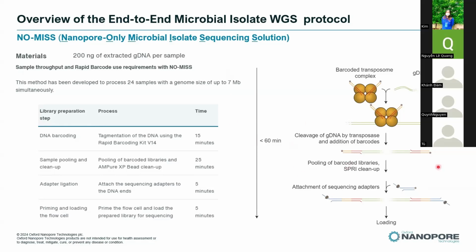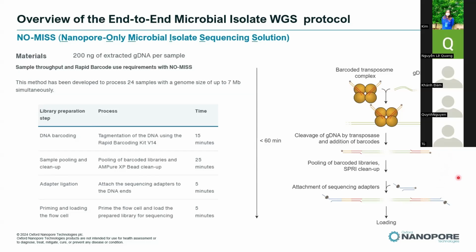On the right-hand side of the slide, you can see the overview of the library preparation process. The process begins with the fragmentation step, where the transposase simultaneously fragments the DNA and adds barcodes to the ends in one step. This particular step only takes 15 minutes. Then the barcoded libraries are pooled, followed by a bead cleanup, then attachment of the sequencing adapter to the DNA ends. And this entire process only takes 30 minutes.